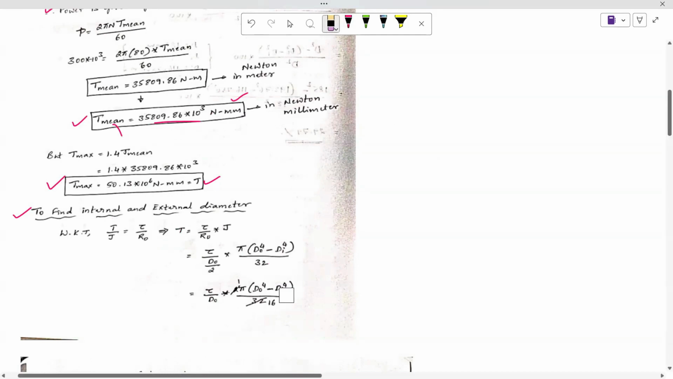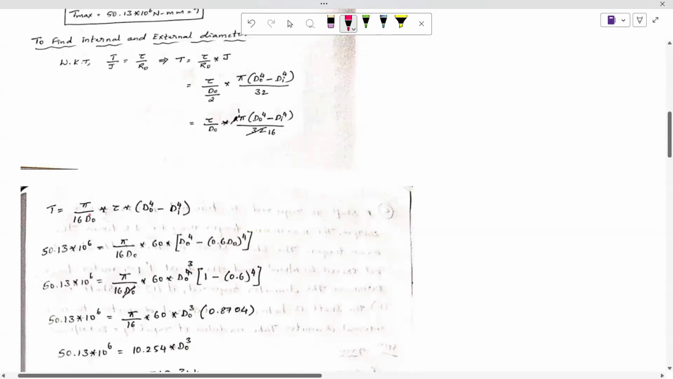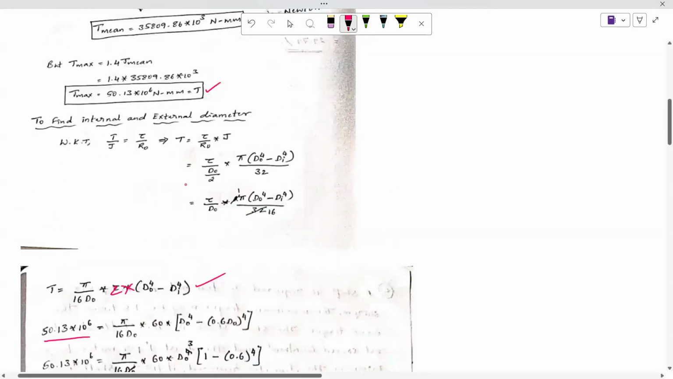In the problem they have given, inside diameter is 0.6 times the outside diameter. Di is equal to 0.6 times the d naught. So here you can see the clear equation after cancellation of 2 and 32. The remaining equation is pi by 16 times the d naught into tau into d naught to the power of 4 minus di to the power of 4. In the left hand side, use the torque 50.13 into 10 to the power of 6, which we have found out after calculating the mean torque.